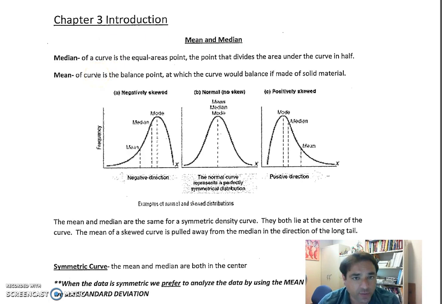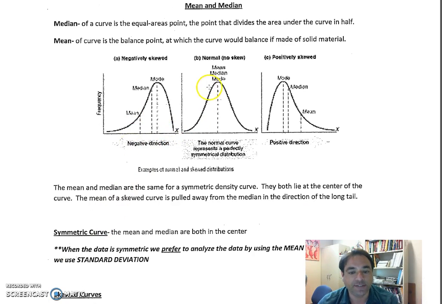Now the mean is also a measure of central tendency. It just does it a little differently. The mean of a curve is the balance point at which the curve would balance if it was made out of a solid material. So for example, for the mean, you would add up all the observations and divide by how many there are. So if your data is symmetric, the mean, median, and mode would pretty much be in the same place.